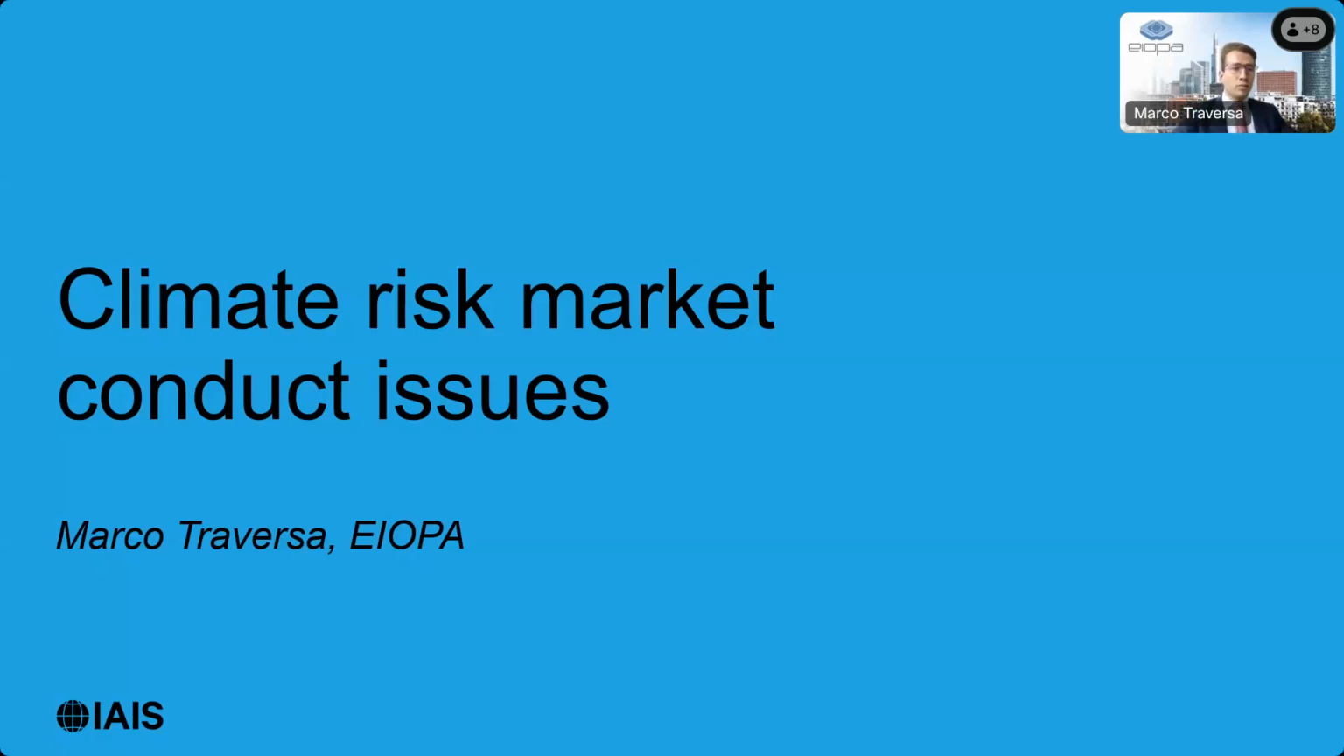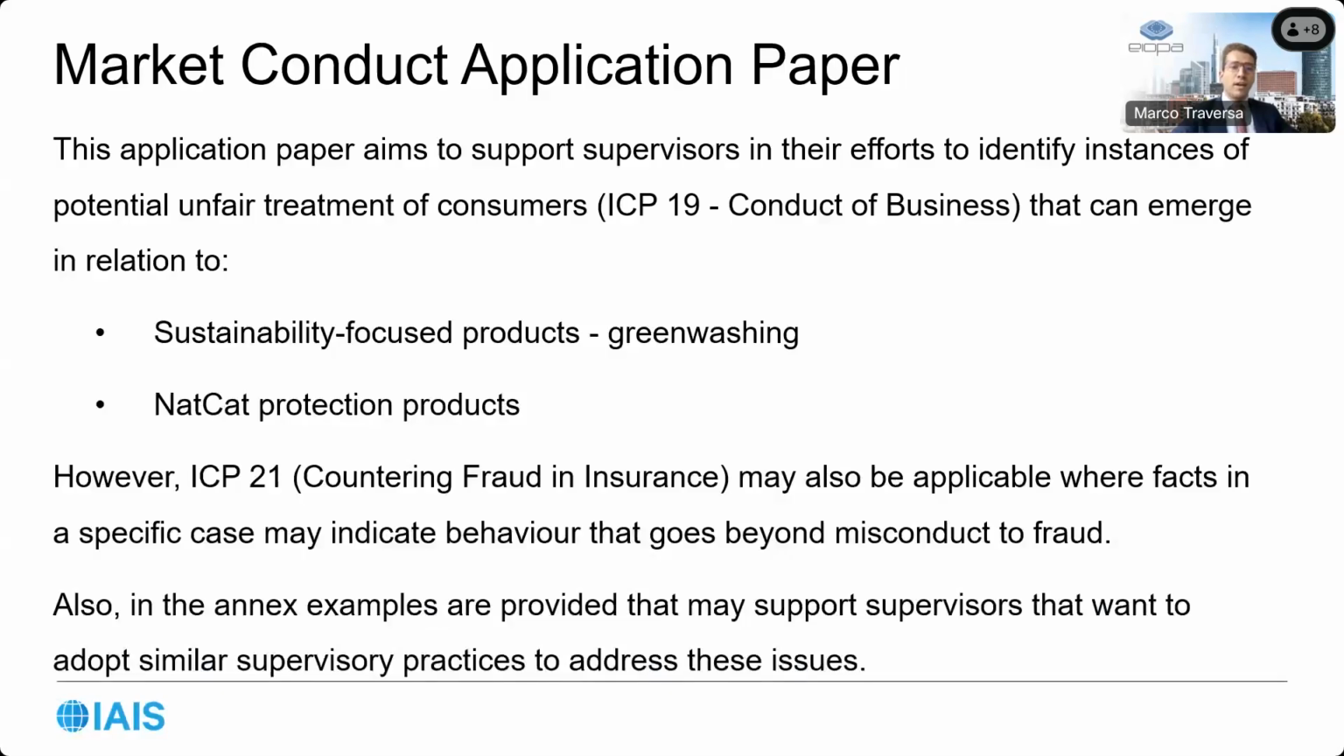What I would like to guide you through today is briefly what is covered in the market conduct application paper, which has been published for public consultation. This paper aims at supporting supervisors in their effort to identify instances of potential consumer unfair treatment that can emerge because of sustainability consideration. In particular, the paper focuses on instances of unfair treatment relating to sustainability-focused products, what we would call greenwashing, and also possible instances of unfair treatment because of natural catastrophes and nat cat protection products.